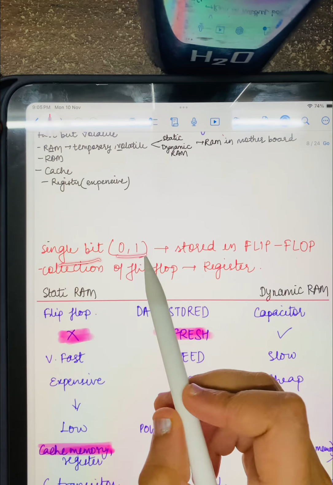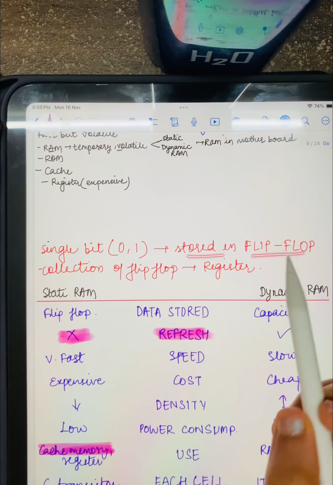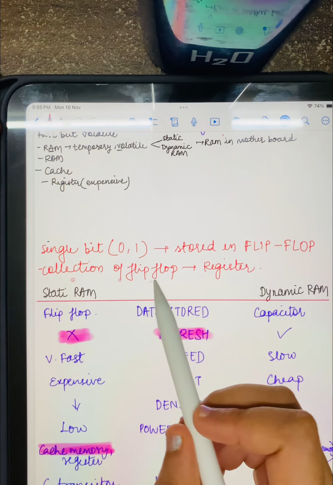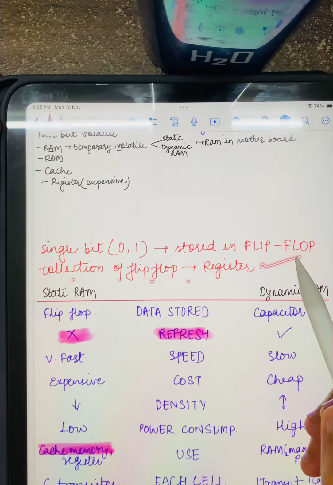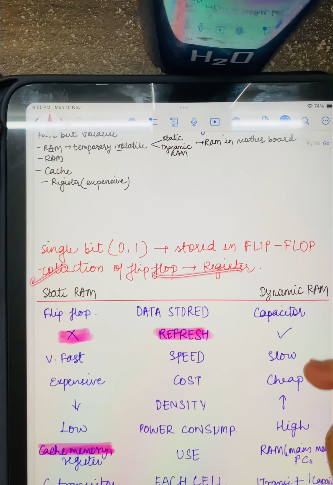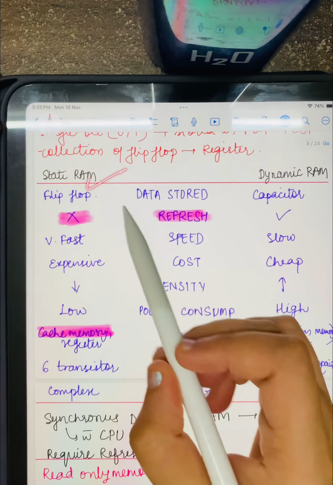A single bit, which is 0 or 1, is stored in a flip-flop. A collection of flip-flops is called a register. Static RAM.